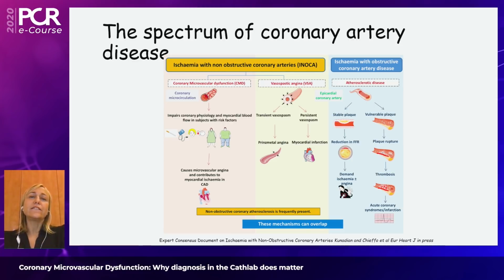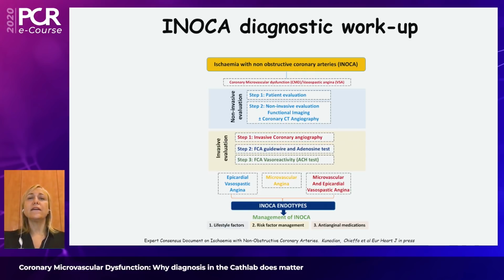And actually, I learned that you can have this entity called INOCA, and you can have some characteristics of this patient. Clearly, you have to distinguish between vasospastic angina or coronary microvascular dysfunction. And there are some characteristics of the patient that can fit one of the two different syndromes, for example, the presence of overweight or other cardiovascular risk factors. And this is the diagnostic workup that we came to in our expert consensus document.